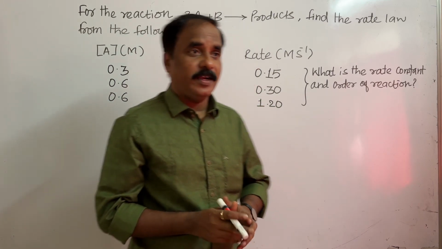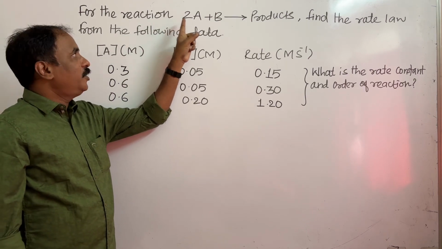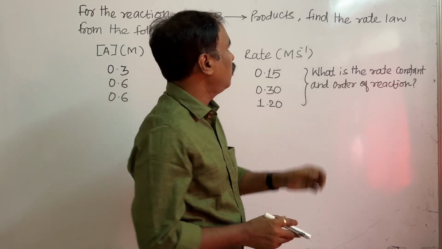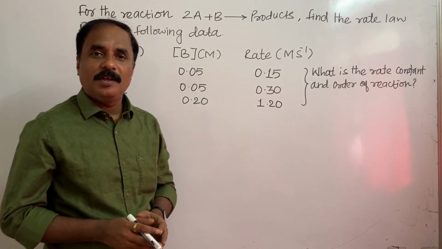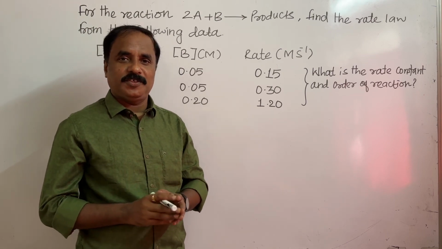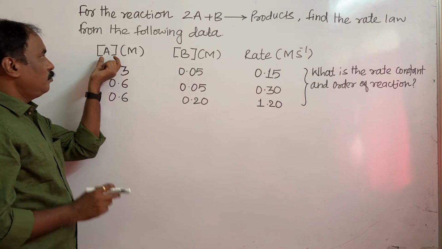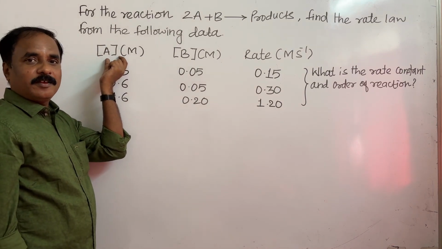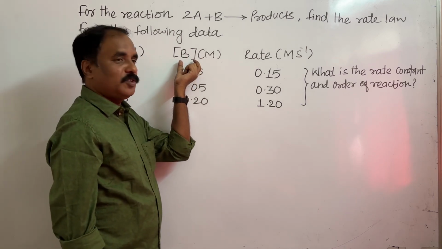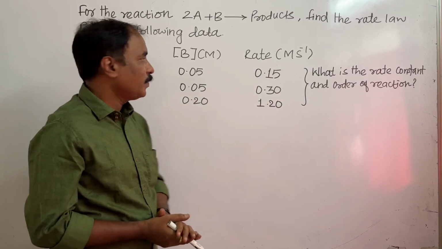So here is the given data. A reaction is given: 2A plus B. Here two reactants are there, A and B. It gives product. And for this reaction we have to find out the rate law and order of reaction. So here is the given data. This column is the molar concentration of A, then the molar concentration of B, and the rate of reaction in molar per second.